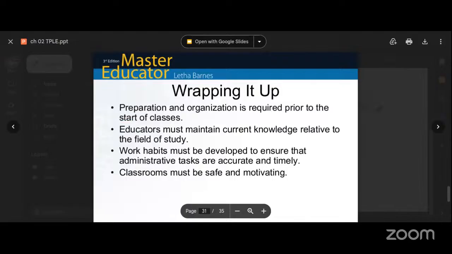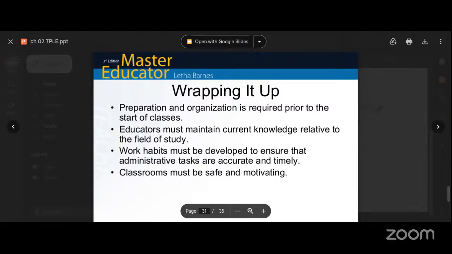As we begin to wrap up chapter two, I just want to make a note. We are going into chapter three next week. Preparation and organization is required prior to the start of class, and so we should not be starting class and then trying to get it together. That's why we have that planning period before and after class to make sure we execute everything.